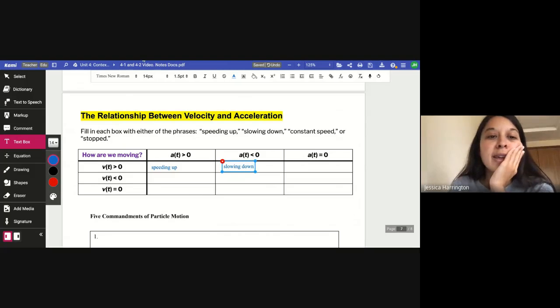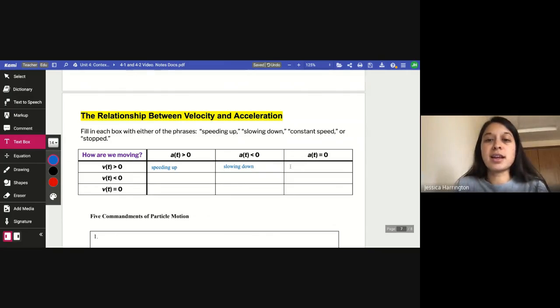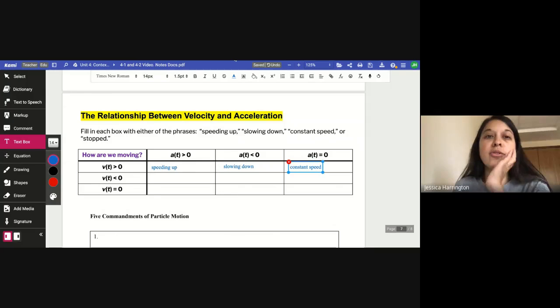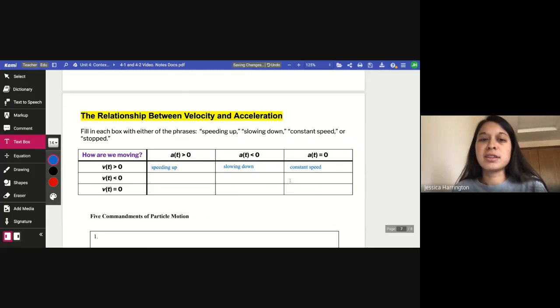What about if the velocity is greater than 0, but the acceleration is equal to 0? That means the rate of change of the velocity isn't changing, so this is a constant speed. There's no change happening. We know that's going to be true here too, because it doesn't matter that the velocity is negative; it's still going to be a constant speed.